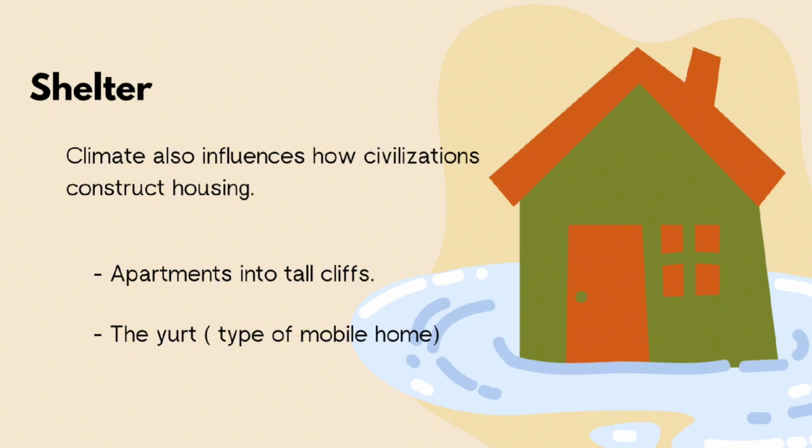Climate also influences how civilizations construct housing. Some people in southern North America built apartments into tall cliffs. The sheltered, shady area kept residents cool in the hot, dry desert climate. Next is the yurt, or a type of mobile home. It is a portable, circular dwelling made of a lattice of flexible poles and covered in felt or other fabric. Yurts protect residents from fierce winds.